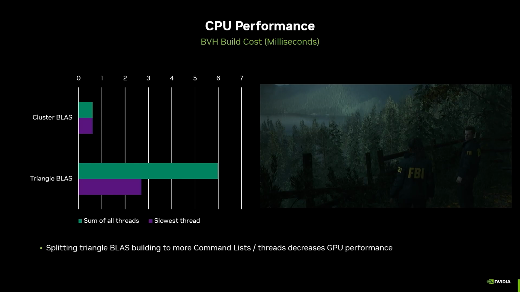With triangles, the performance is a trade-off between CPU and GPU. The work could be distributed to more threads, but that would happen at the cost of GPU performance. When many tiny triangle BLAS build calls are made on the same command list, the driver has some opportunities to patch them and run them in batches with better efficiency. So using more threads and command lists can prevent this driver-side patching.